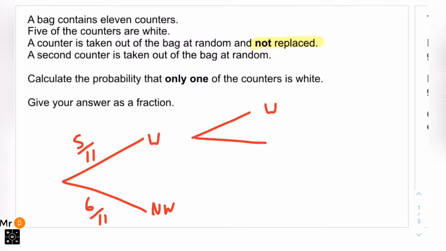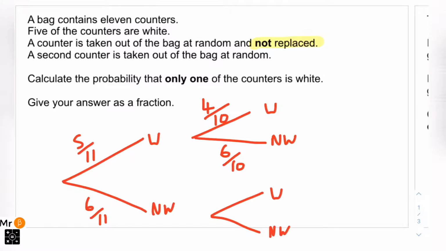If we picked a white to begin with, that means there's 1 less white in the bag because it hasn't been replaced, and 1 less in total. And our non-white stay exactly the same. If we picked a non-white to begin with, our amount of whites don't change, but our non-whites have decreased by 1.